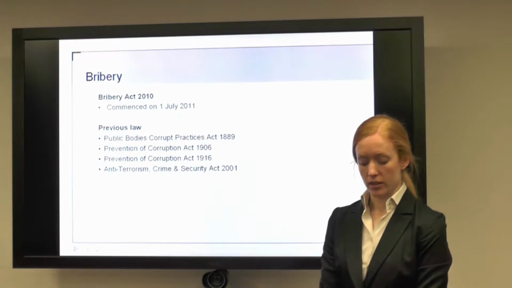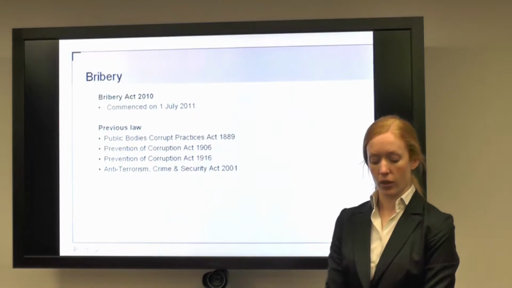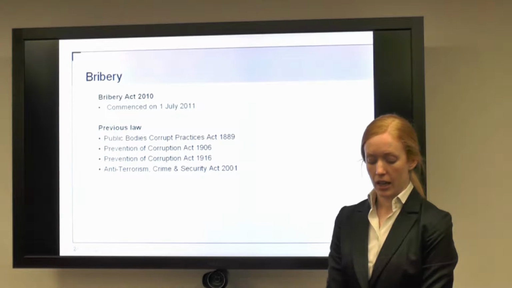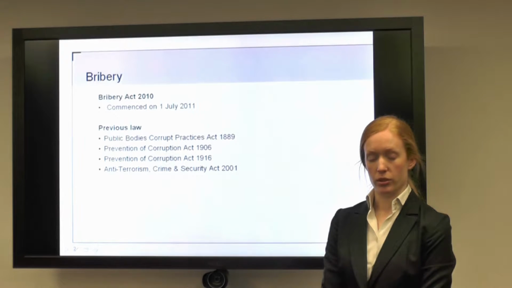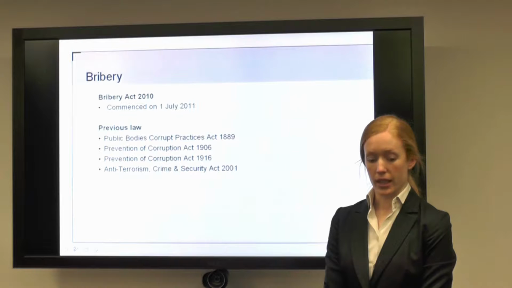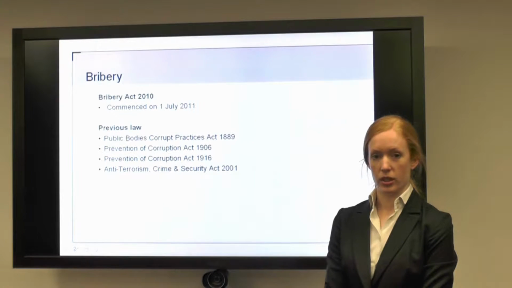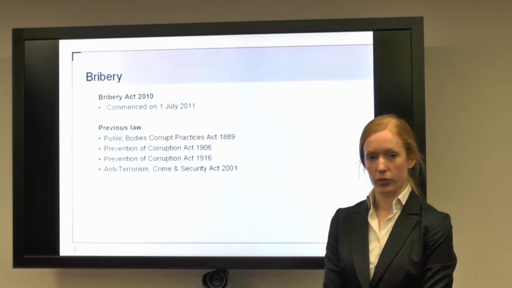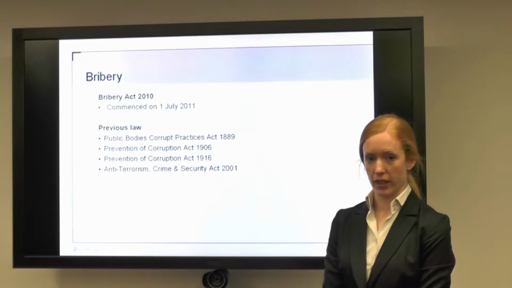The Act introduces a new strict liability offence of failure by a commercial organisation to prevent bribery, and the Act was introduced to make it easier to prosecute bribery. It was intended to crack down on bribery, as bribery costs the UK £30 billion a year and considerably more globally. The Act is therefore designed to have maximum deterrent effect.